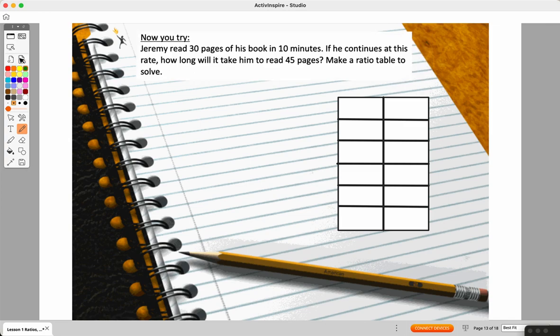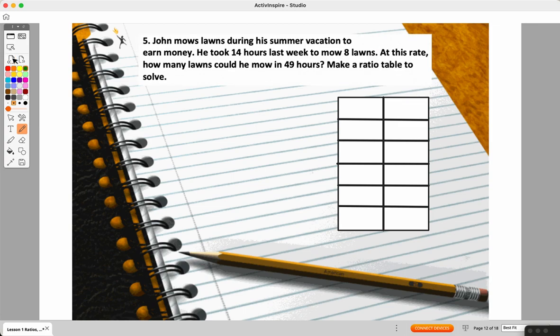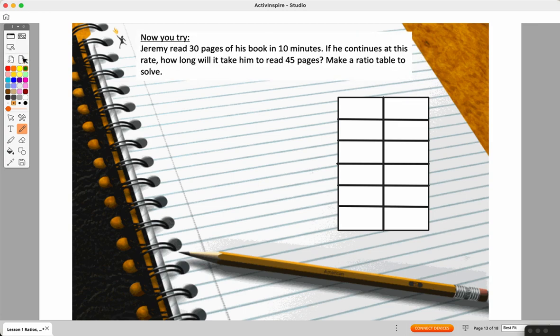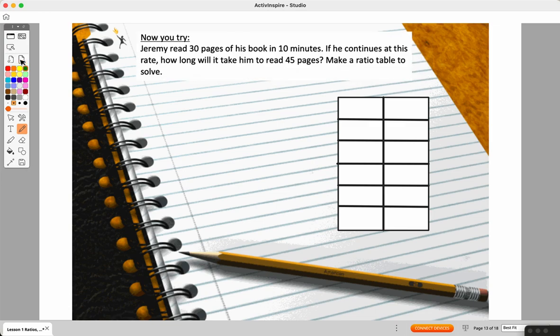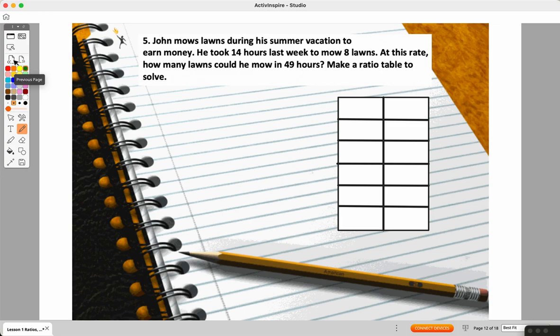So why don't you take a minute and solve both of these problems, John's and Jeremy's. Figure out how many lawns he would have to mow if he followed the same rate for 49 hours, and for this gentleman, if he continues, how long will it take him to read 45 pages? Pause the video and figure it out.